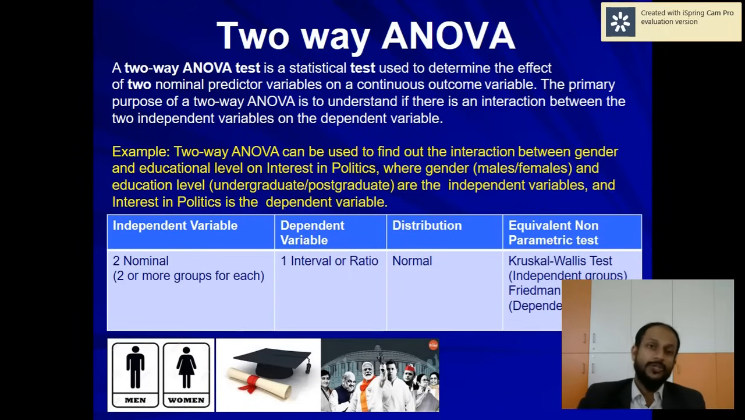So if this is your situation, you can use two-way ANOVA, provided it fulfills the assumptions of a parametric test. If it is not fulfilling any of the assumptions of a parametric test that we have already discussed, then not to worry. We have an equivalent test called the Kruskal-Wallis test in case you are using independent groups. Otherwise, you can use the Friedman test if you are using dependent groups.